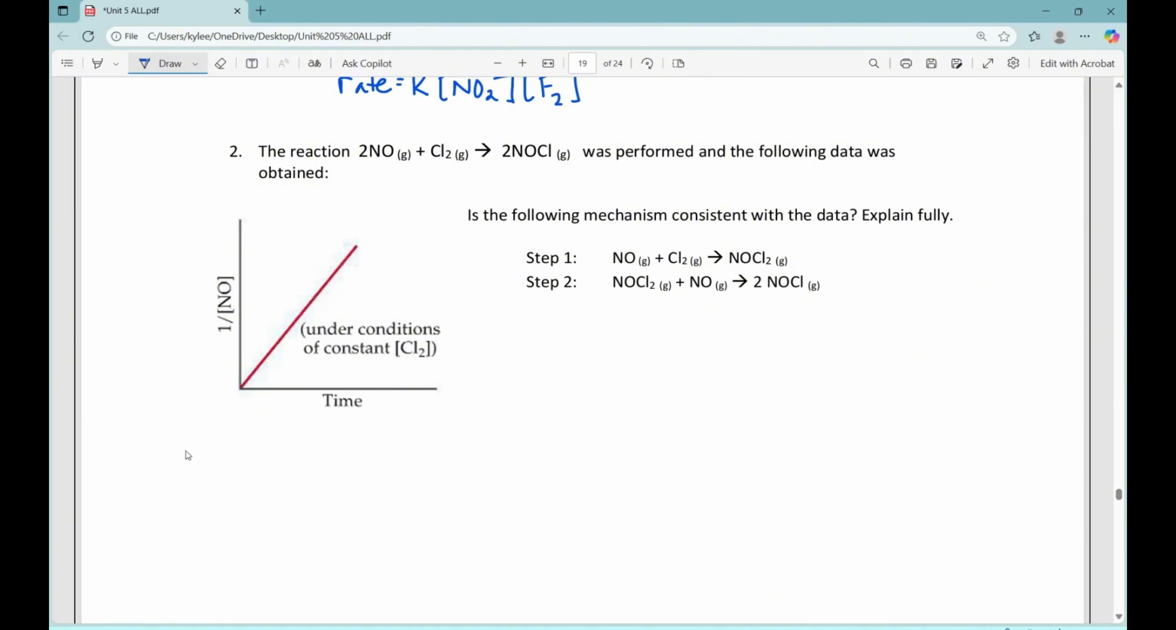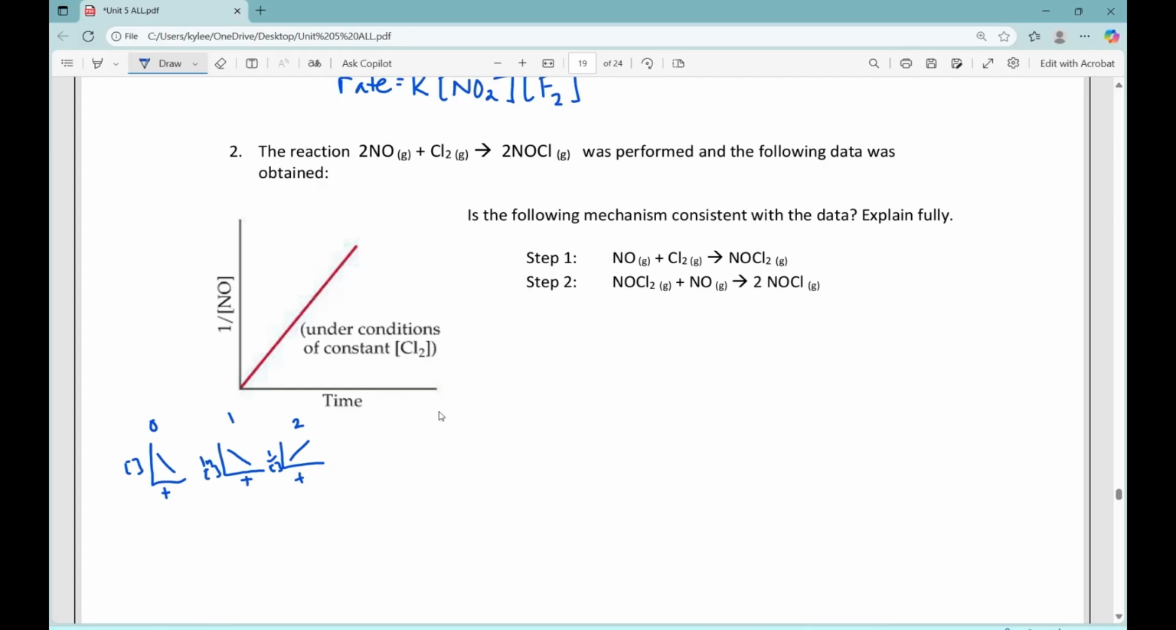Now might be a good time for us to review our graphs. If I have concentration versus time and it's linear, then that is zero order. For first order, it is ln of the molarity versus time, and that's going to give us a linear plot. If it's second order, then that is where we get 1 over the concentration versus time, and it would produce a graph like this.